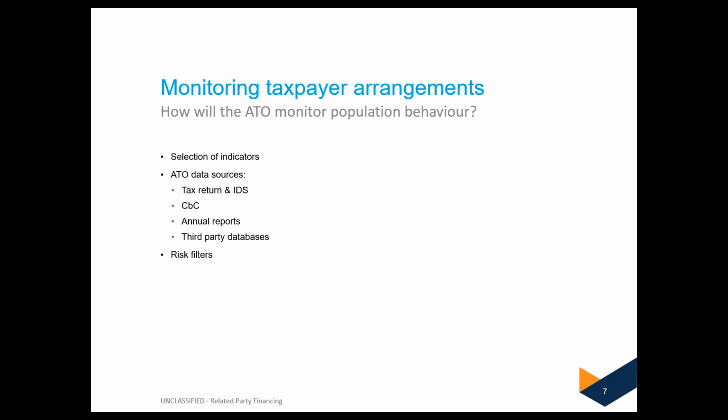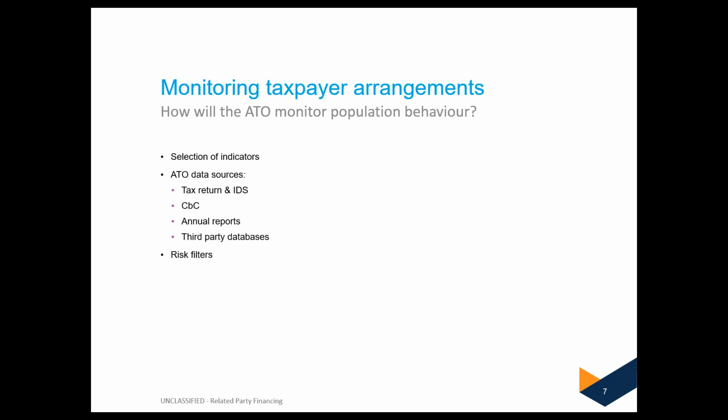And thirdly, lastly, we also have access to third-party databases which contain financial information on most listed and even private companies globally. So it's relatively easy for us to be able to calculate global indicators such as leverage, interest coverage, average cost of debt for a particular group on a consolidated global basis. All of that feeds into what we call our risk filters.